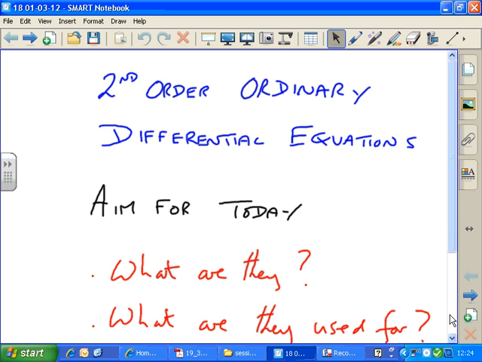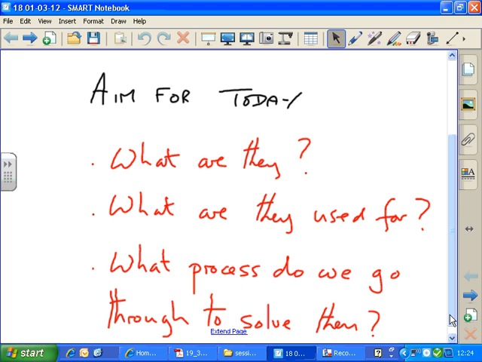Okay, so what we're going to do is just talk very quickly about what these differential equations are, what they are used for, and what process we go through to solve them, which is the main aim of today, so we can actually start practicing that process, because there's a few steps to go through.